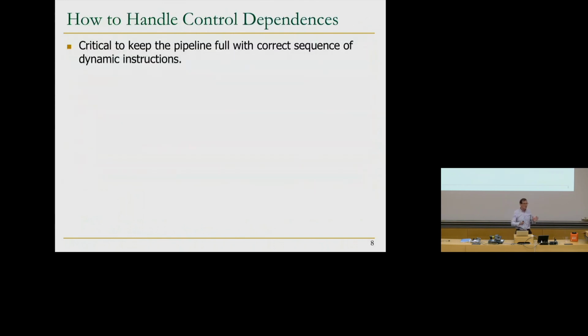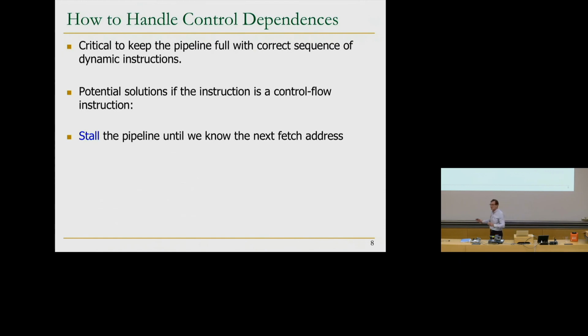Okay, so hopefully it's very clear for you that it's critical to keep the pipeline full. If the pipeline stalls, your IPC, instructions per cycle, goes down significantly, or CPI, cycles per instruction, goes up. So there are many potential solutions, and we've seen some potential solutions before. You can stall the pipeline until you know the next fetch address, and based on Frank's lecture, you know that that's not a good idea. Because if you stall the pipeline until you know the next fetch address, you have to stall for every single instruction.